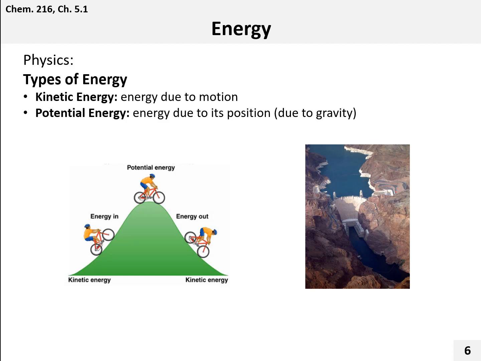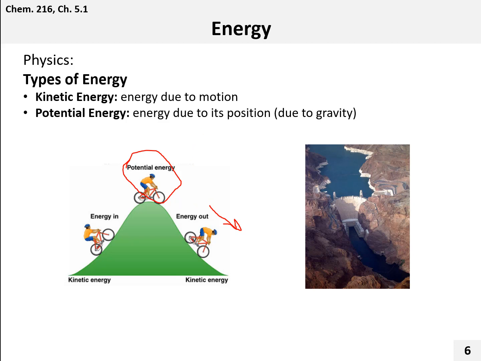Energy, when we talk about it in physics, we can talk about two types of energy. We talk about kinetic energy and potential energy. And this biker on the top of a hill, if he's not moving, he has only potential energy. Energy due to his position. But as he moves down the hill, now he has kinetic energy. He's moving. That's energy due to motion.